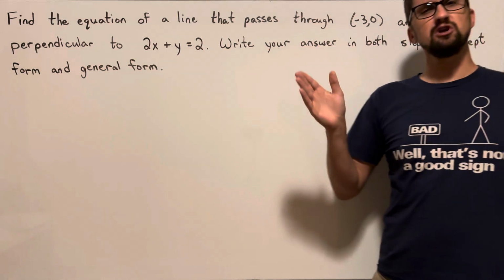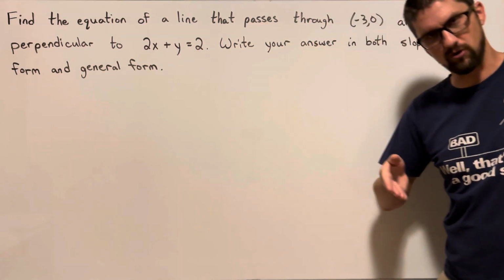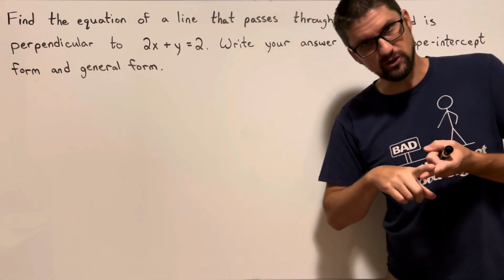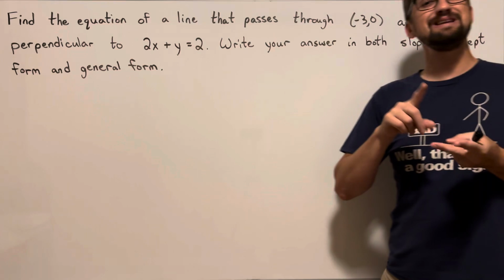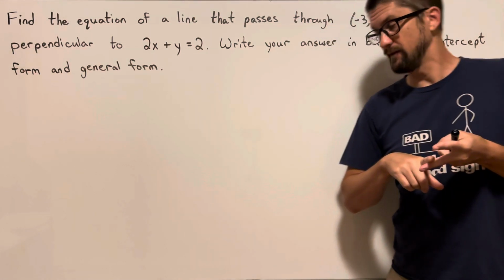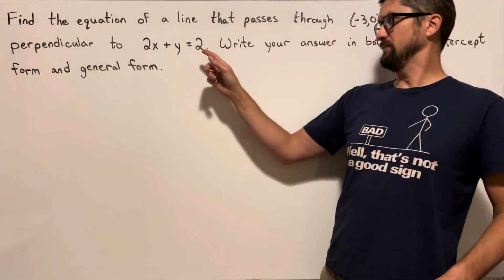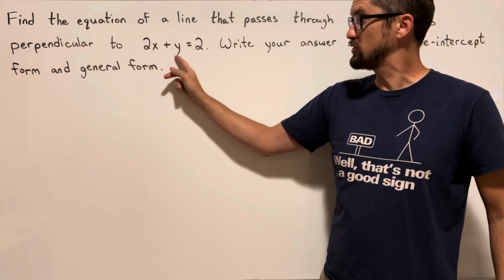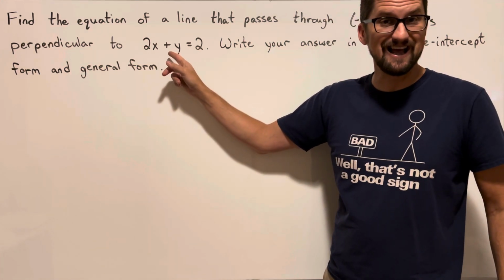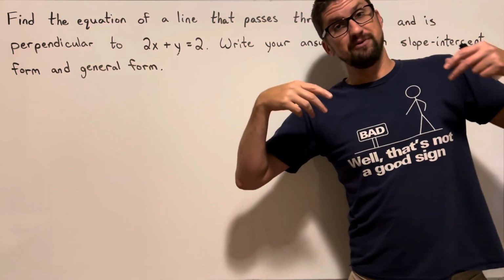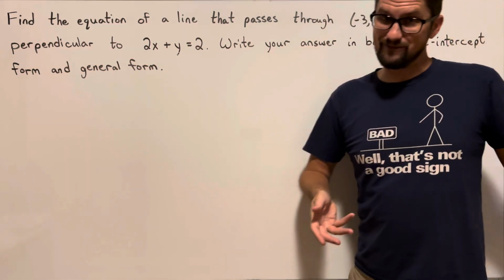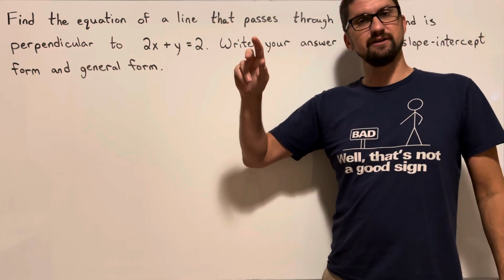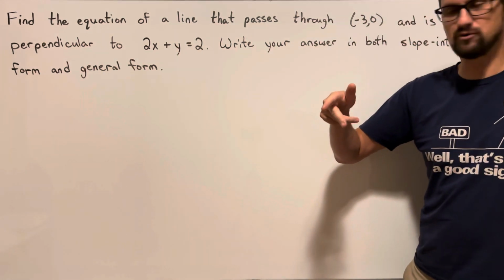Now what we're going to do is use point-slope form to get the equation of the line. That means we need a point that the line goes through, which we have, and we need the slope of the line that goes through this point. I'm going to find the slope by using the fact that my line is perpendicular to this line, and perpendicular slopes are opposite reciprocals of each other. So I'm going to find the slope of this line, and then take the opposite reciprocal of that.